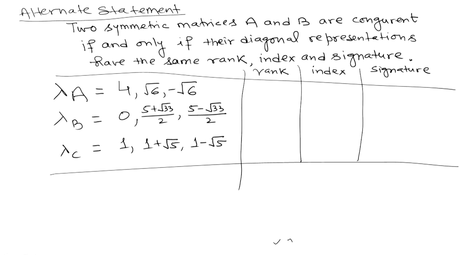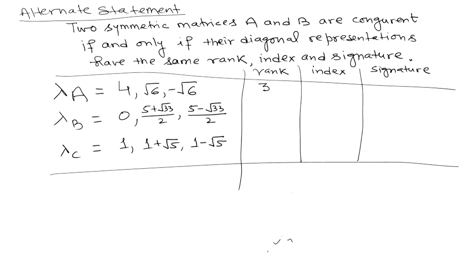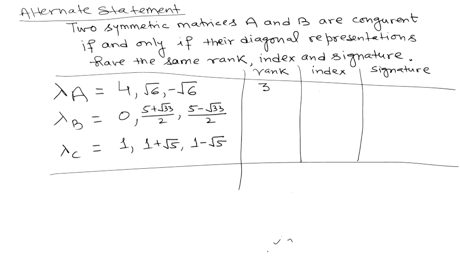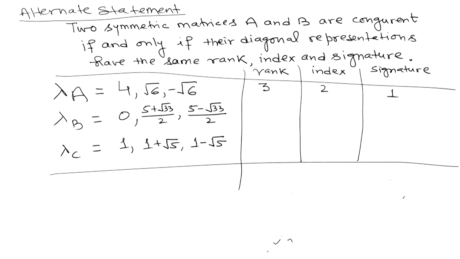the rank of matrix A is the number of non-zero entries in the diagonal representation of A, which will be 3, because the diagonal representation will contain the eigenvalues. The index will be the number of positive eigenvalues or positive entries in D, and the signature is the number of positive entries minus the number of negative entries. So, 2 minus 1, that is 1.